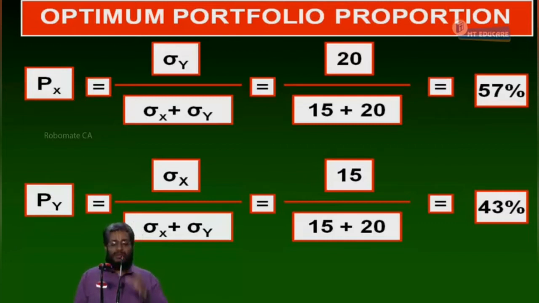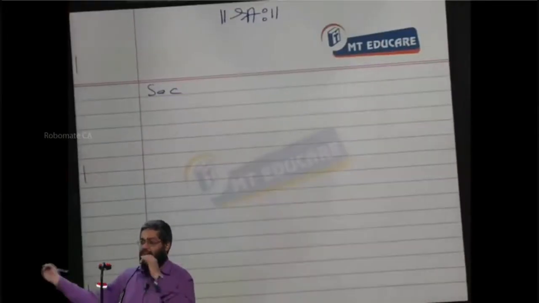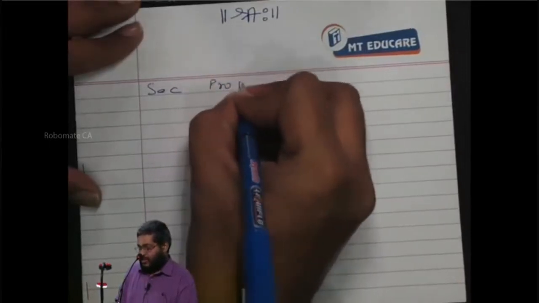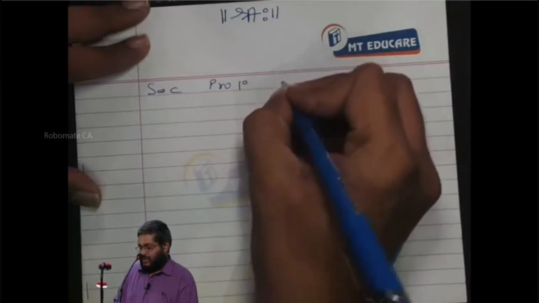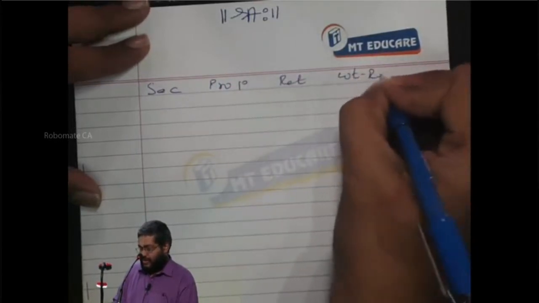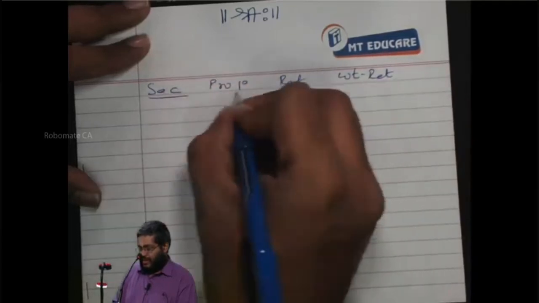Step 5. Portfolio return. Let's do it together. Tell me what are all the columns here? First column is securities. Second column, proportion. Third column, the return. Fourth column, weighted return.